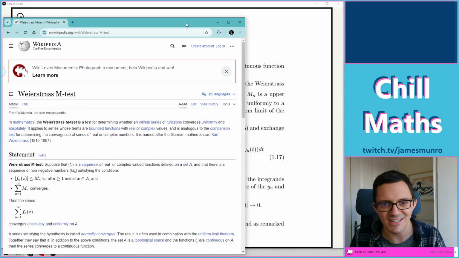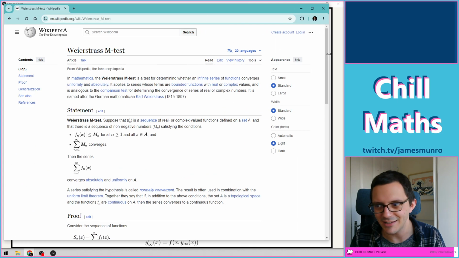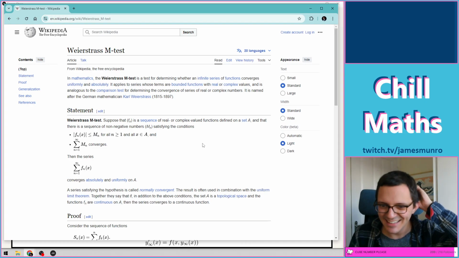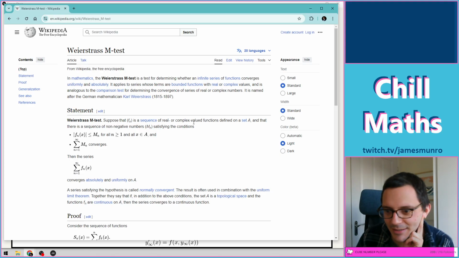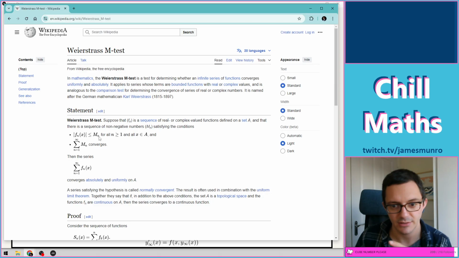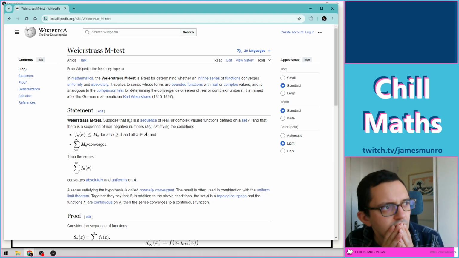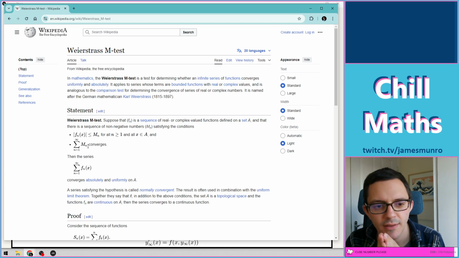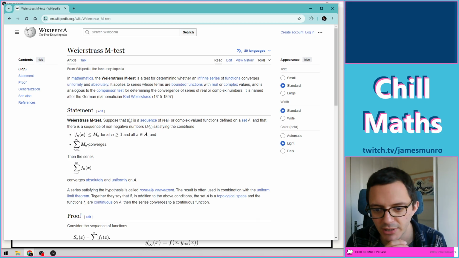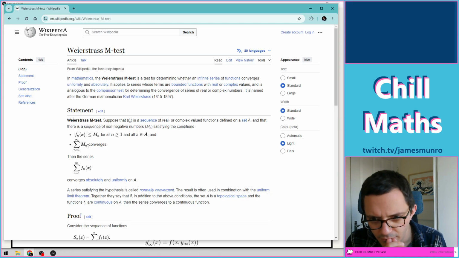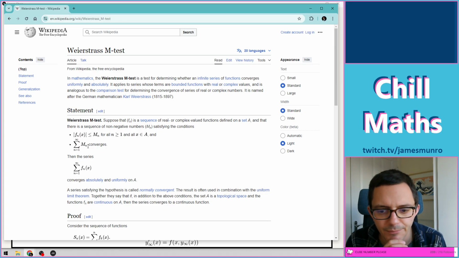Here we are, once again, me and the Wikipedia page for the M-test. Right, suppose this is a sequence of real valued functions. Let's say A, and there's a sequence of non-negative numbers, such that each function is bounded, those are the M_n, and they converge. So the sequence of M's is bounds for the functions, they converge. And the series, adding up all the functions, converges absolutely and uniformly. Brilliant, okay. You get uniform convergence.